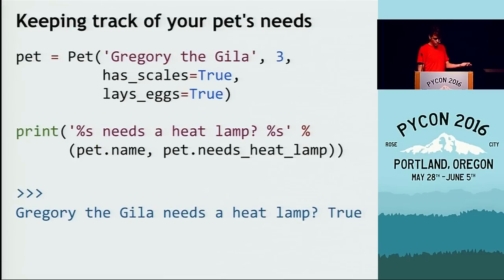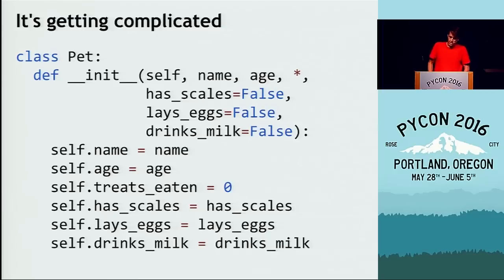And again, I can show you that if I pass the correct parameters into the constructor of pet, this works as advertised. And Gregory the Gila monster definitely needs a heat lamp. Now, this is a trivial kind of made-up example, but this is already getting complicated. We have a bunch of fields in here. We have a bunch of concerns that are getting mixed together.